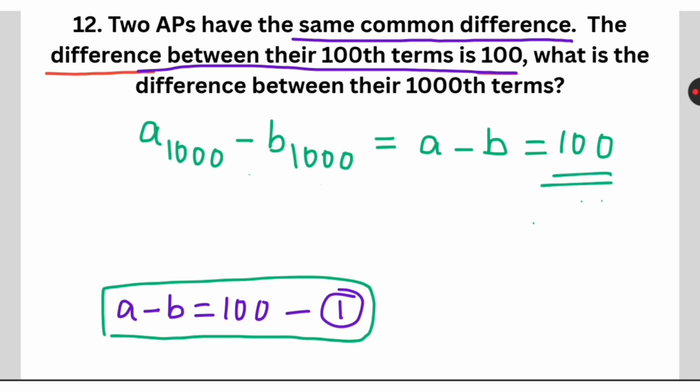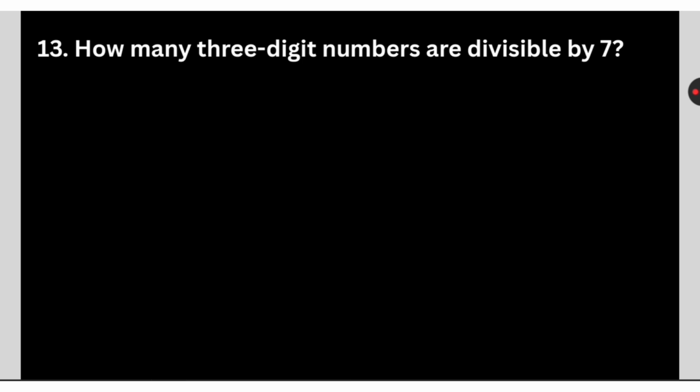I hope you understand. Let's go to question 13. How many 3-digit numbers are divisible by 7? So what they are saying is 3-digit numbers. The 3-digit numbers start with 100, isn't it? So it starts with 100 and ends with 999. So in between, how many numbers are divisible by 7? We need to find out.